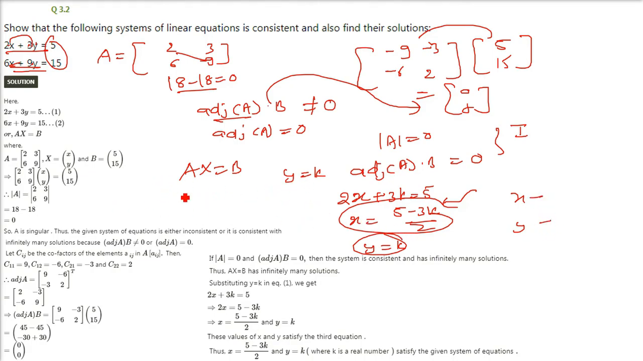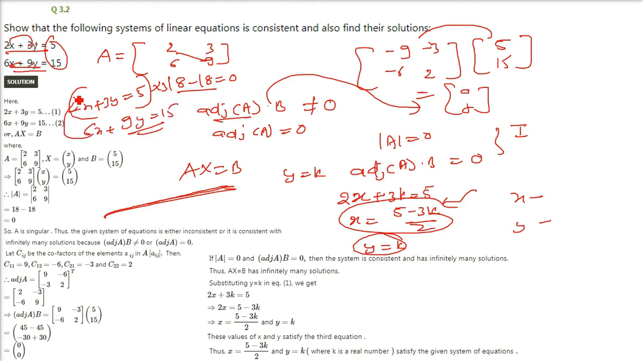This needs to be put in 6x plus 9y equals 15, also to show that these two equations are actually one equation. I'll just show you how these are one equation. See, 2x plus 3y equals 5. Now multiply both sides by 3. What do you get? 6x plus 9y equals 15, and this is nothing but the second equation. Okay? Infinite solution.